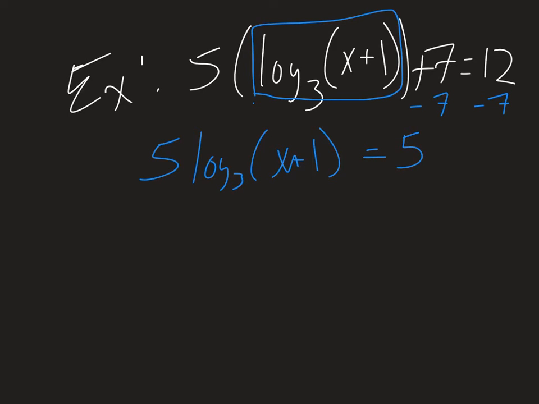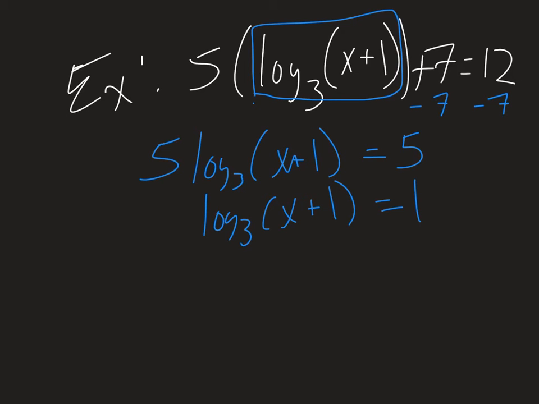Now, there's a couple of ways we can go from here. We can try and bring the 5 in as an exponent. However, since we have this binomial expression, I think it's going to be better if we just divide by the 5. Instead of trying to expand out x plus 1 to the 5th power, let's just divide by 5. So I have log base 3 of x plus 1 is equal to 1.